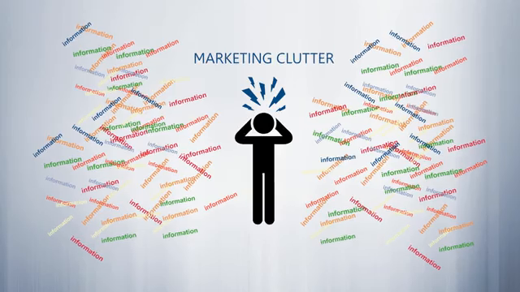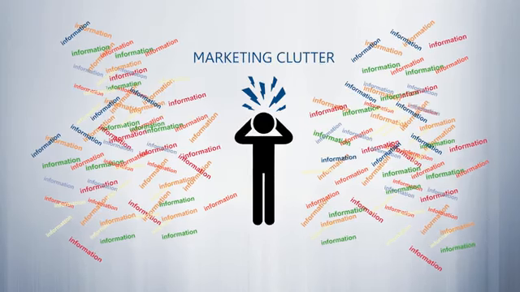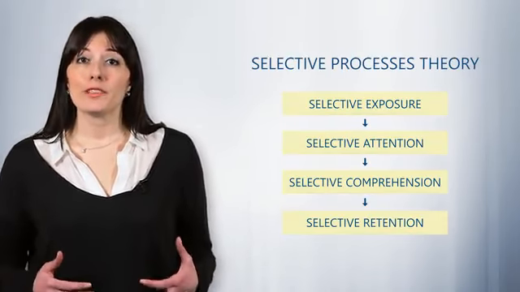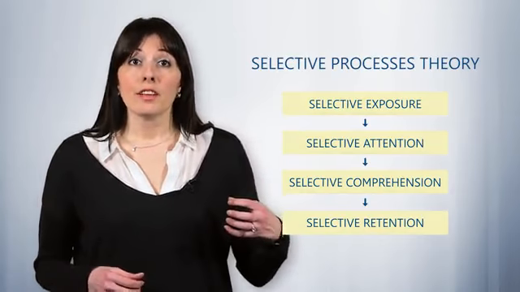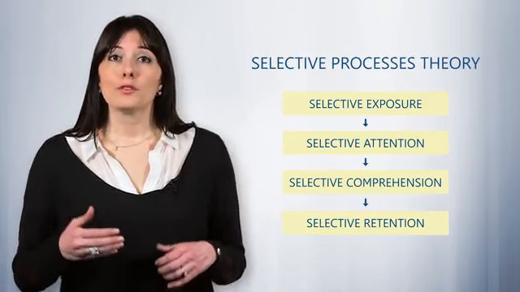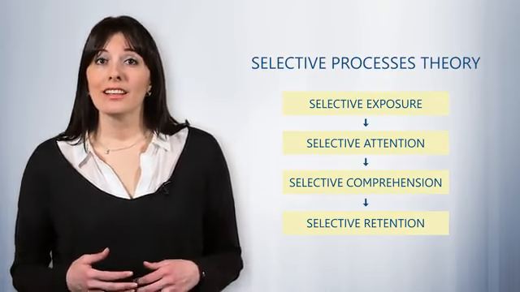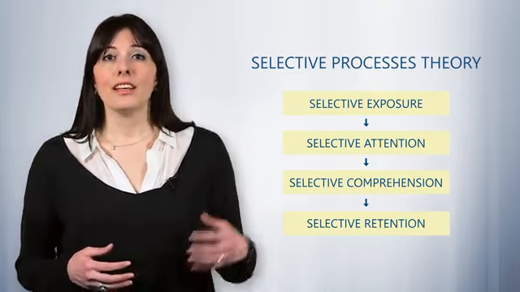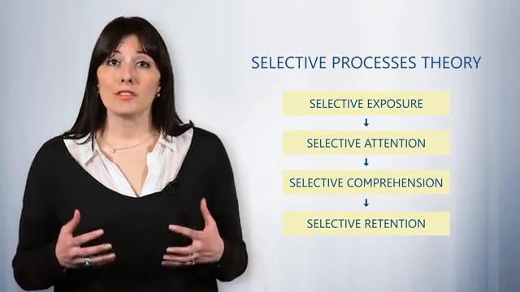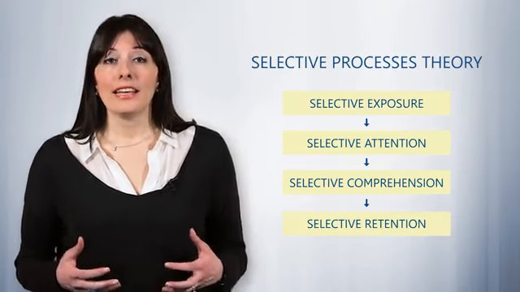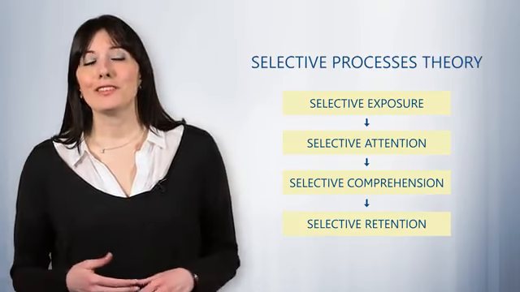Even when people do look at or hear your advertising messages, it does not necessarily mean that they will actually notice or process the information. Selective processes theory provides an explanation on the process by which individuals receive, attend, comprehend, and remember information. This theory is comprised of 4 steps: selective exposure, selective attention, selective comprehension, and selective retention. The theory overall says that people choose the messages that align with their current beliefs. They interpret the information in their own way and tend to avoid messages that are not consistent with their beliefs.